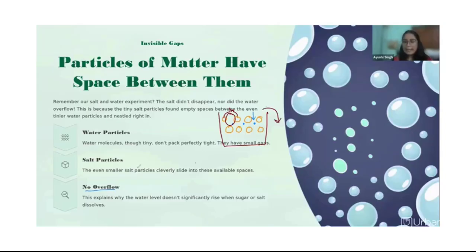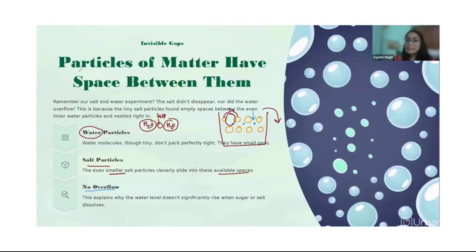But if you are adding tiny particles like salt particles, which are very small, they go inside the available spaces between the particles of water molecules. And in between that, the NaCl salt will go. So this defines another characteristic of matter. We know matter is made up of very small, tiny particles.